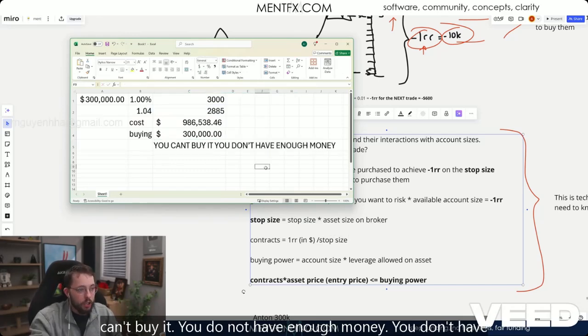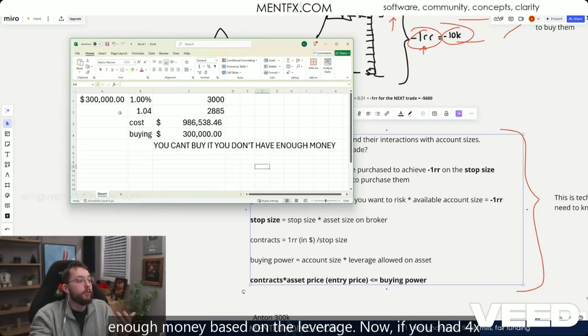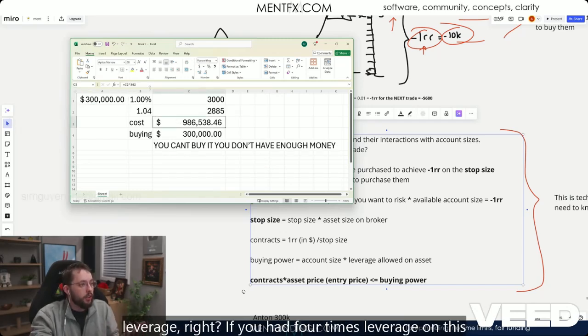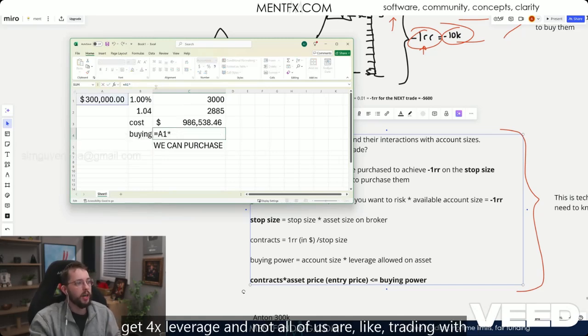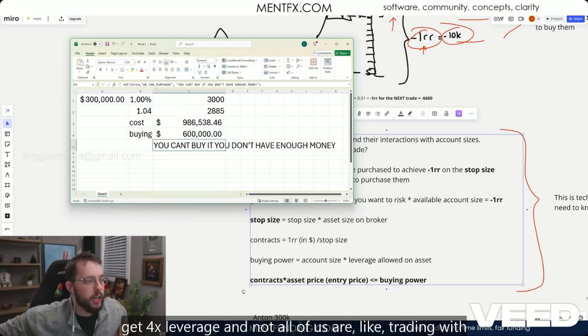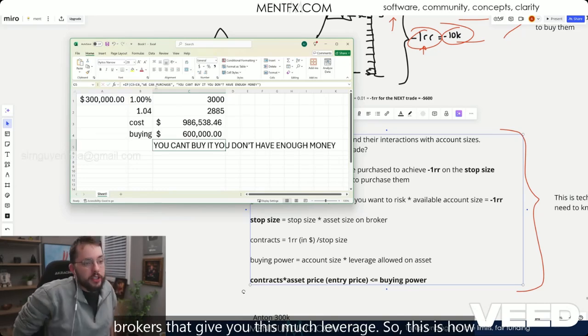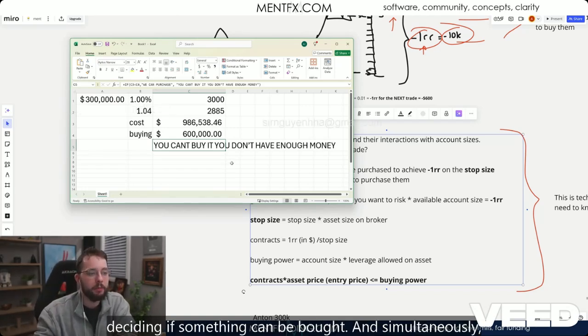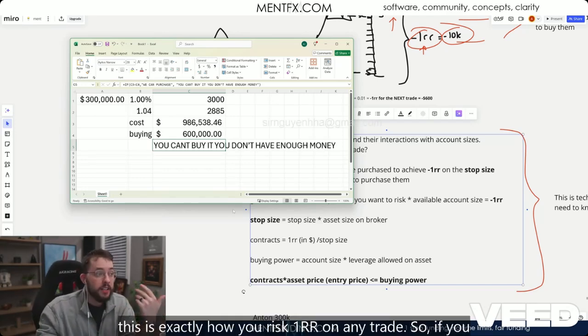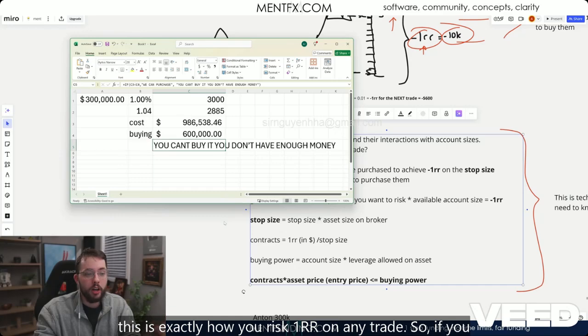You can't buy it. You do not have enough money based on the leverage. Now, if you had 4x leverage, you could purchase it, but you don't. Not all of us get 4x leverage, and not all of us are trading with brokers that give you this much leverage. So this is how you use leverage, or understanding of buying power, in deciding if something can be bought. And simultaneously, this is exactly how you risk 1 RR in any trade.